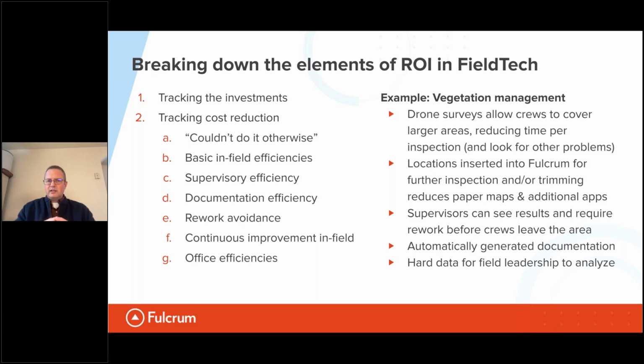That drone data with the AI doing an analysis of where your problems are can give them a sense of the percentage of poles that have issues with broken arms or with a broken insulator. Having the data coming in from Fulcrum saying, look at all of the places where we've done trimming, here's how long it took, here's the results we got out of it, and we can overlay that on top of places where there were fires sparked. That kind of thing gives them hard data that they may not have had before for field leadership to analyze.